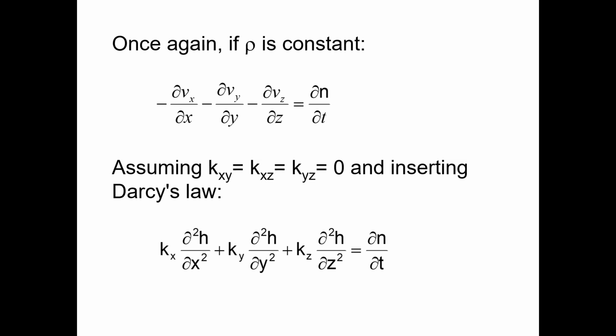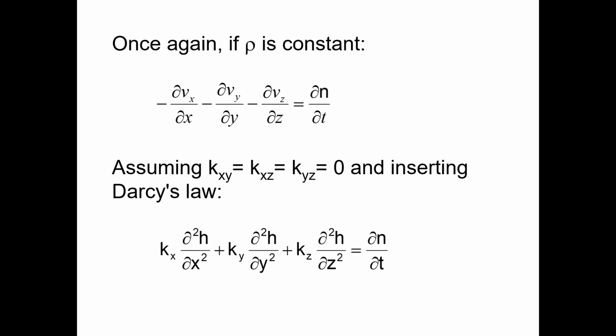Now let's pause for a second. Remember that the right-hand term represents the change in storage over time. And now we're saying that it's equal to the derivative of the porosity over time. The porosity is the void space in the soil. And remember, we're talking about saturated soil here.